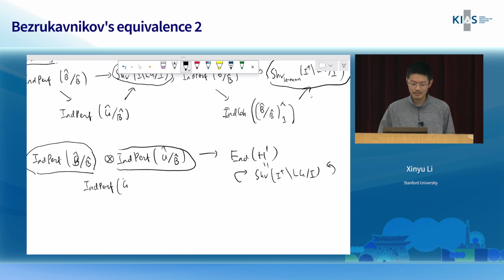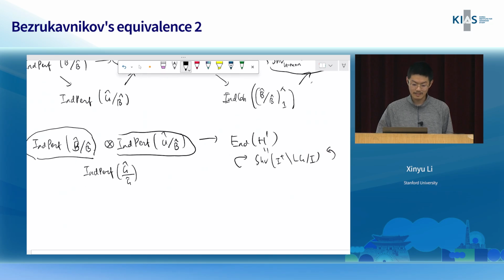relative tensor product over G hat mod G hat, where on this G hat part, this action is given by convolution with a central sheaf. But as I explained, convolution with a central sheaf on the left is the same as convolution with a central sheaf on the right. So we have constructed such a functor.